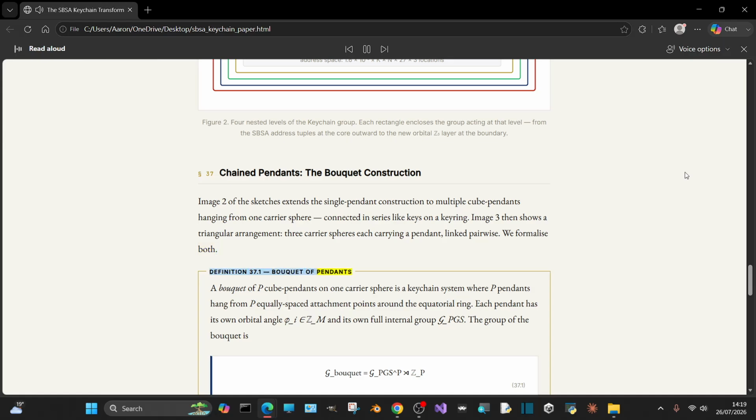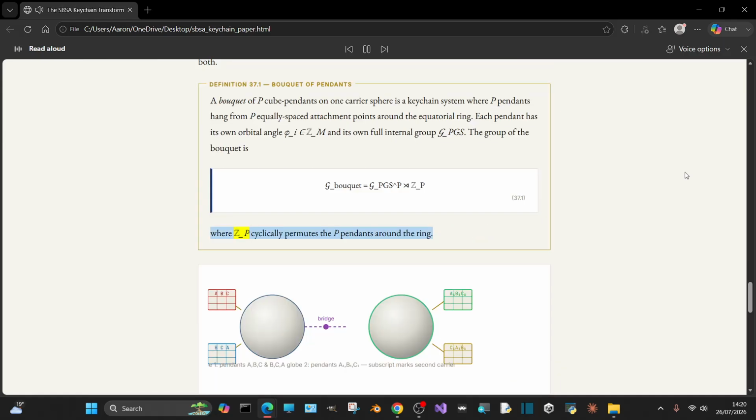Bouquet of pendants. A bouquet of p-cube pendants on one carrier sphere is a keychain system where p pendants hang from p equally spaced attachment points around the equatorial ring. Each pendant has its own orbital angle _I set membership symbol _M, and its own full internal group _PGS. The group of the bouquet is _bouquet equals _PGS caret P right semidirect product _P, 37.1. Where _P cyclically permutes the P pendants around the ring.